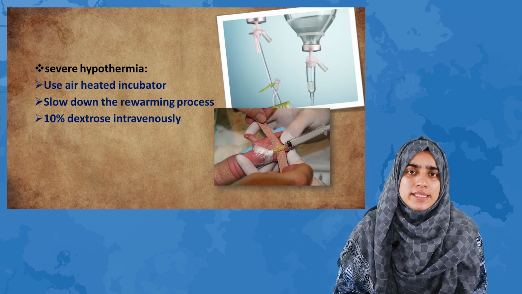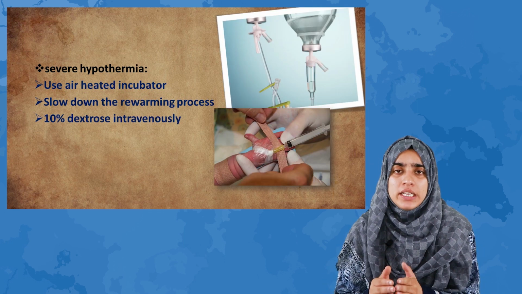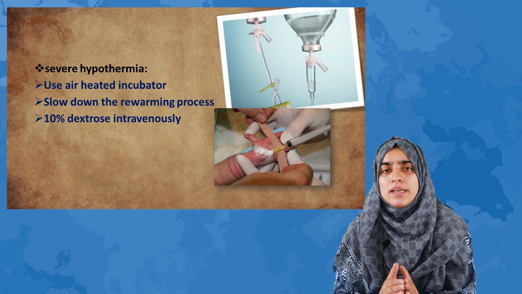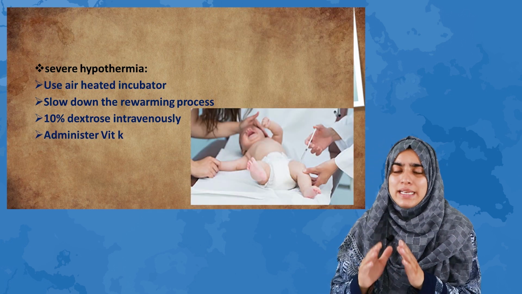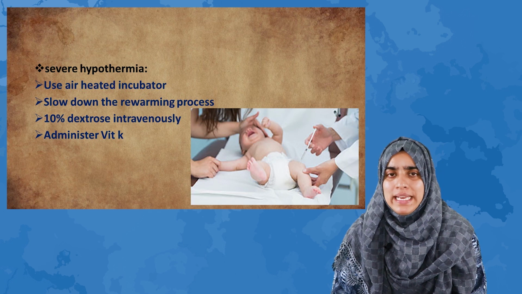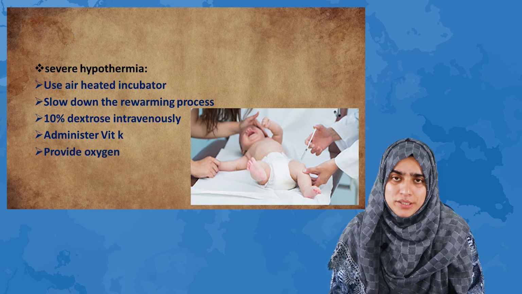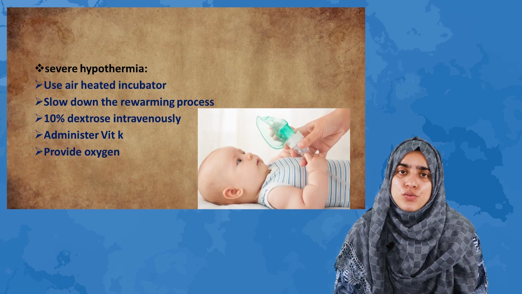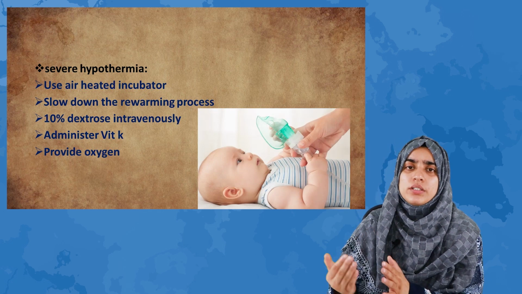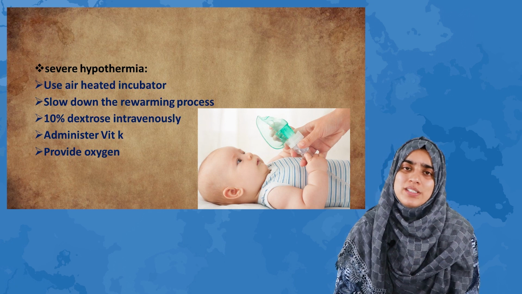Alternatively, 10% dextrose can be started intravenously at the rate of 60 to 80 ml per kg of body weight. Administer vitamin K 1 mg to the term and 0.5 mg to the preterm. Oxygen supply is to be provided according to the level of oxygen saturation.